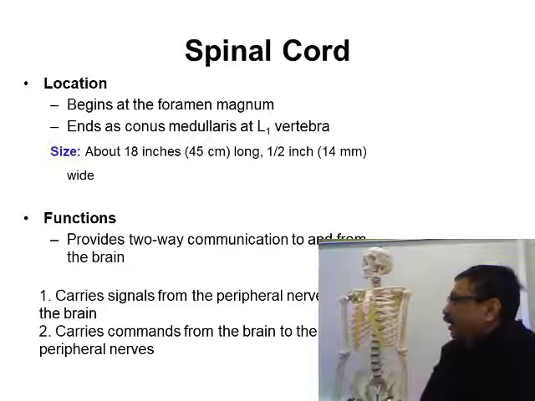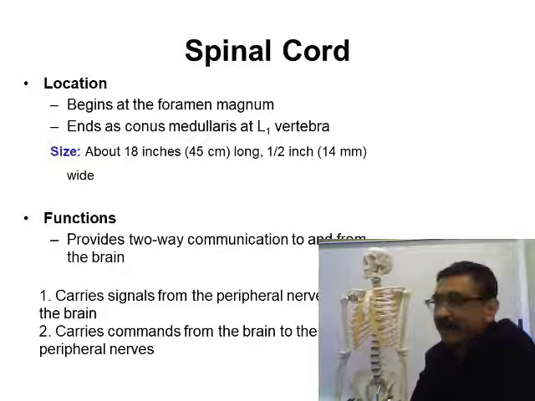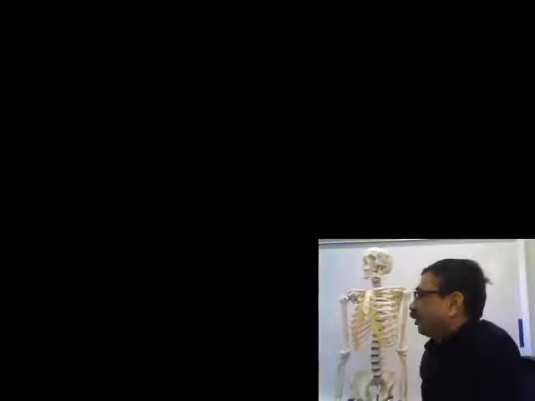Functions. Two-way communication. You remember I said ascending and descending tracts are inside the spinal cord, right? So ascending tracts carry sensory signal, descending tracts carry motor signal. So both way communication, right? So that's the function of the spinal cord. Protection.